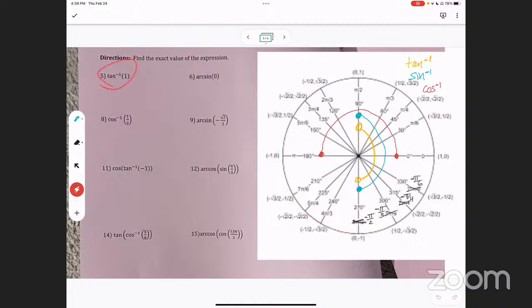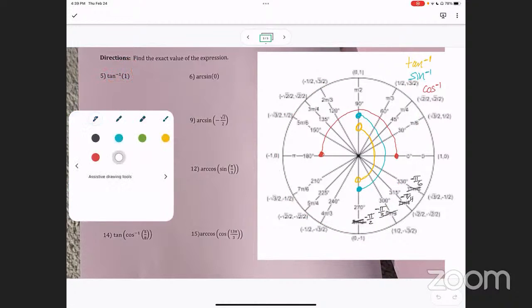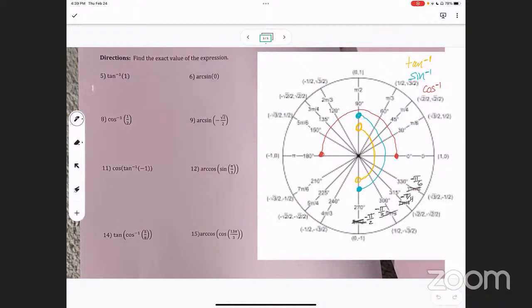What's the tan inverse of 1? Well, that means what angle has a tangent of 1? That's what that means. 45 degrees. The question, and what's the answer? 45 degrees, pi over 4.